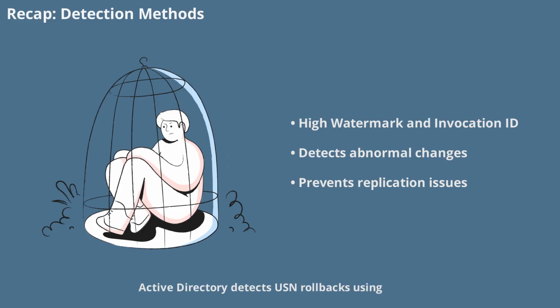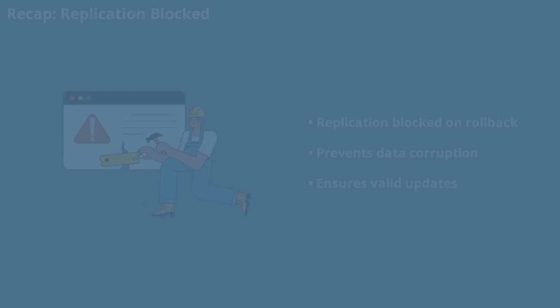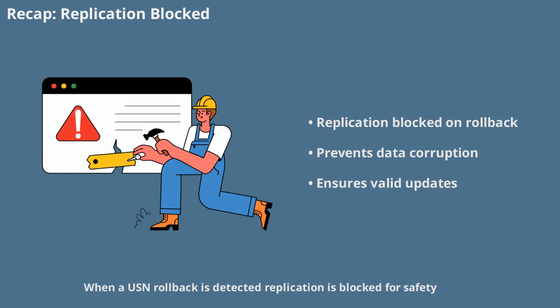Active Directory detects USN rollbacks using both the high watermark and invocation ID. These mechanisms work together to ensure that any abnormal changes are caught quickly, preventing further replication issues. When a USN rollback is detected, replication is blocked for safety. This prevents the spread of potentially corrupted data and ensures that only valid updates are shared across the network.